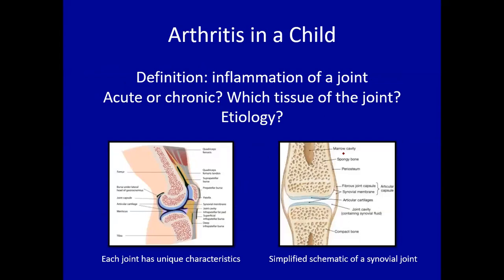Arthritis in a child. So the definition of arthritis is inflammation of a joint, either chronic or acute, and we need to know which tissue of the joint and which etiology. So each joint has unique characteristics, and we need to know that so that will help you decide where this inflammation may come. Weight-bearing persons and young people are more likely to manifest in the joints that are affected or are being challenged.